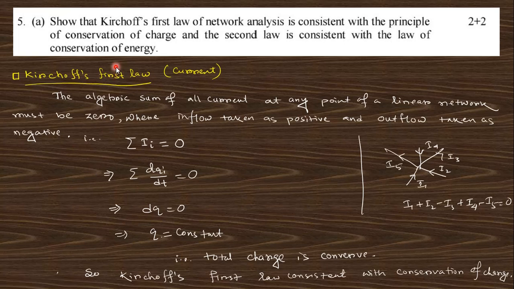Next, Kirchhoff's first law, in network analysis, is consistent with the principle of conservation of charge, and the second law is consistent with the law of conservation of energy. So the first law says the summation of total current, the absolute sum of the currents at any point, is 0. So this current equals dq/dt. dq/dt equal to 0 means dq is 0, that is q equals constant, that is the conservation of charge.